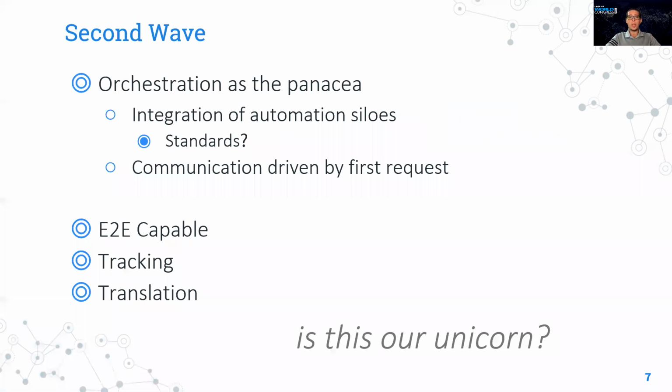When we move from automation, we start what I call the second wave, which is orchestration as the panacea. In orchestration, we took care of integrating all those automation silos that we have. And of course, here standards play a huge role, because if you have multiple domains talking to each other, is there any domain following standards? How are they going to converge in that single lingo that I talked about at the very beginning?